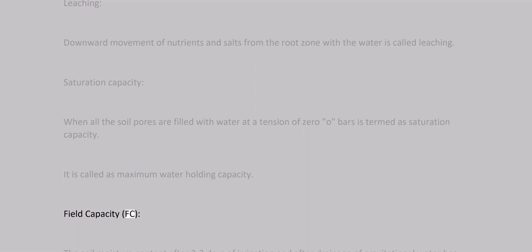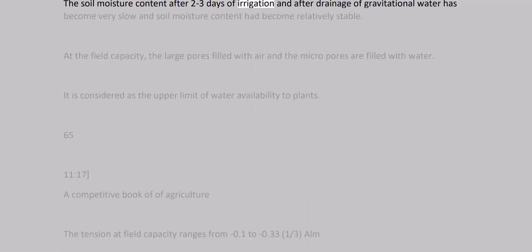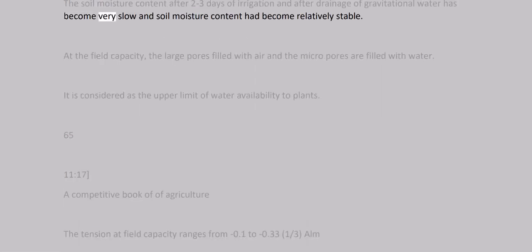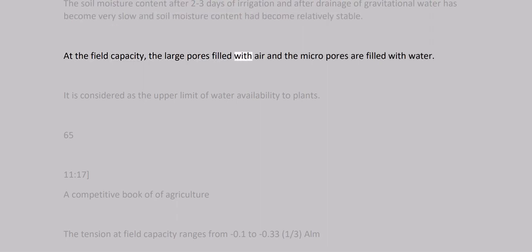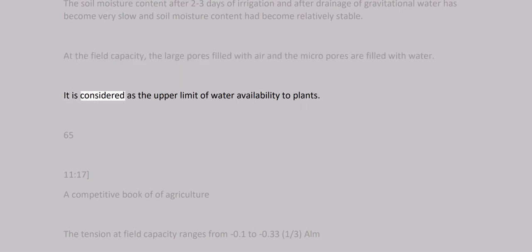Field capacity, FC: the soil moisture content after 2 to 3 days of irrigation, after drainage of gravitational water has become very slow, and soil moisture content has become relatively stable. At field capacity, the large pores are filled with air and the micropores are filled with water. It is considered the upper limit of water availability to plants.